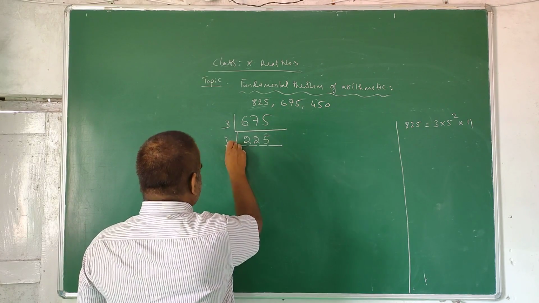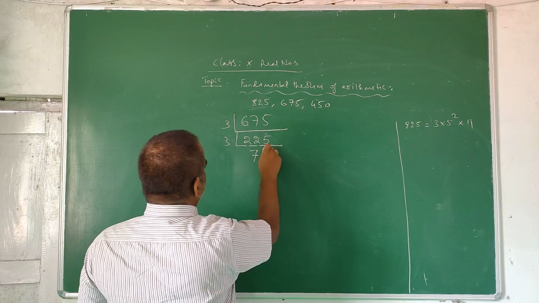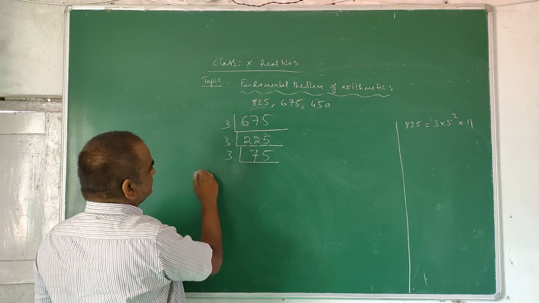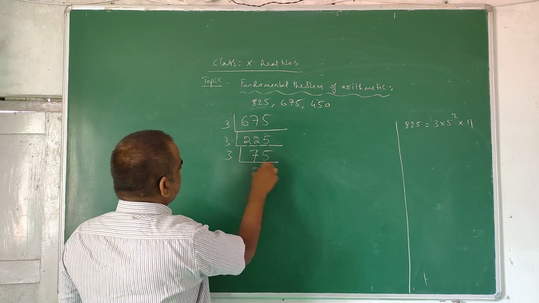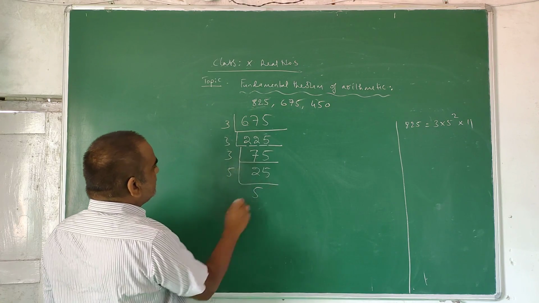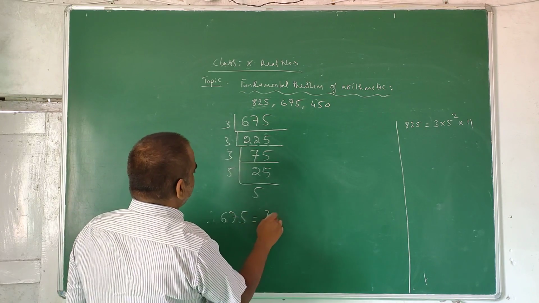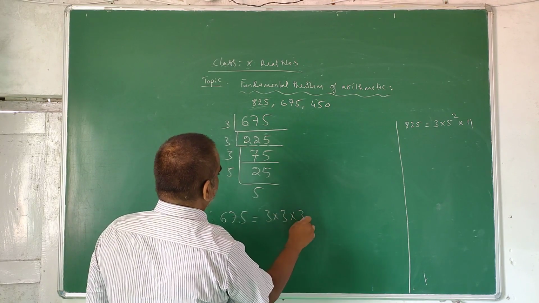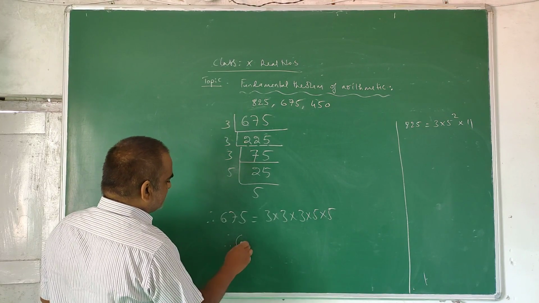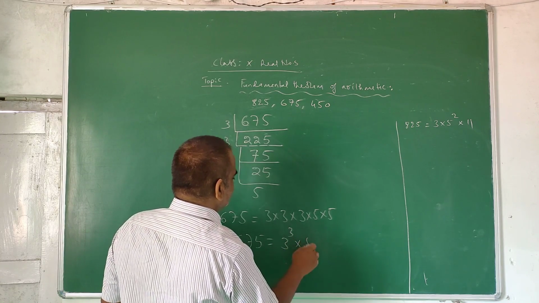So 3 7s are 21, 3 5s are 15. Now 5 plus 7 is 12, so again it goes with 3. 3 25s are 75, 5 plus 2 is 7, it won't go with 3. So 5 5s are 25. So 675 is equal to 3 into 3 into 3 into 5 into 5. Therefore 675 is equal to 3 cubed into 5 squared.